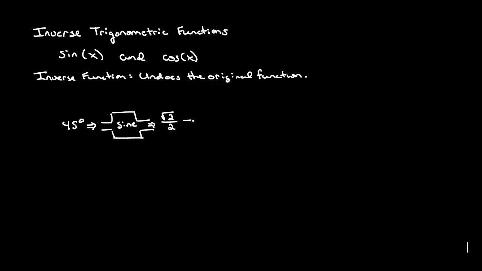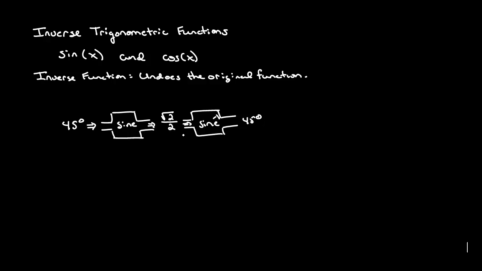Now what we want is another function, which will be the inverse. We'll put a little negative 1 up top to represent inverse. The inverse sine function will take the square root of 2 over 2 as an input and kick back out 45 degrees. That's the idea. So we need a new function that takes the original output and tells us where it came from.